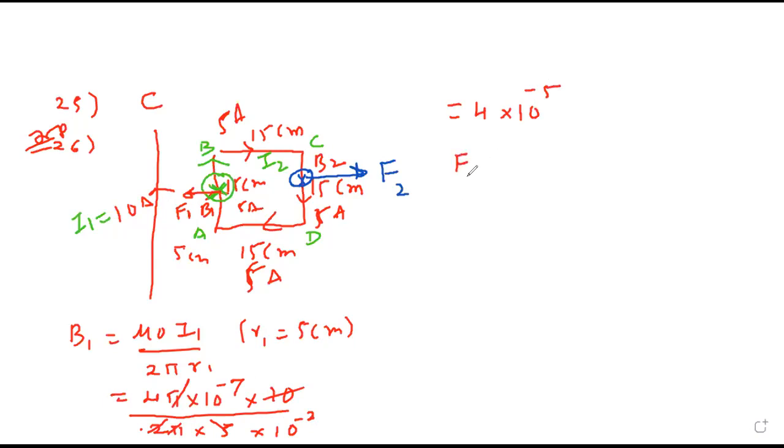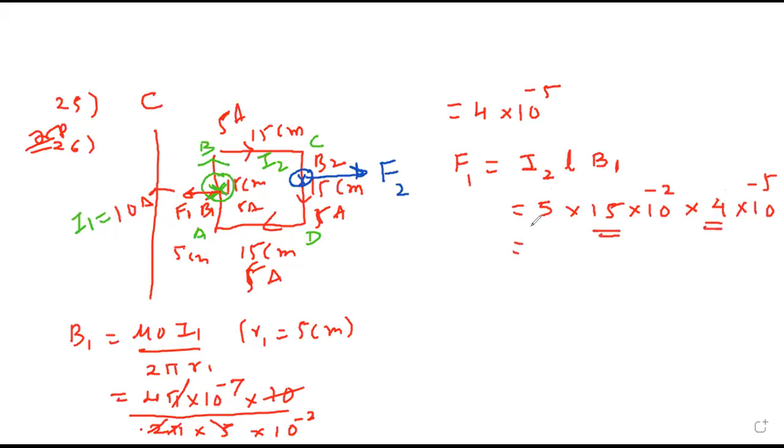Force acting F1 is current I2 into length L into field B1. I2 is 5, length is 15 centimeter, and B1 we got 4 into 10 raised to minus 5. 15 into 4, 60 into 5, 300 into 10 raised to minus 2 into 10 raised to minus 5. That is 3 into 10 raised to minus 5 Newton.